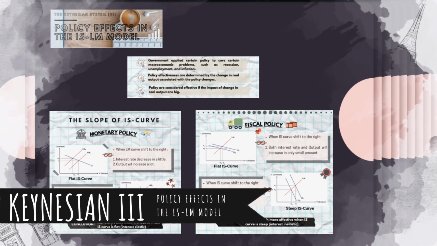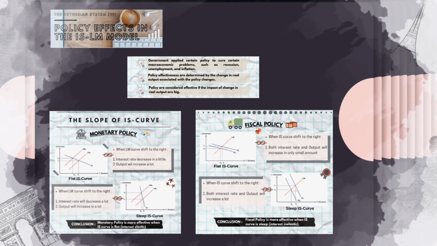In Keynesian System 3, we will learn how government applies certain policies to cure certain macroeconomic problems, such as recession, unemployment, and inflation. Next, we will also learn how policy effectiveness is determined by the change in real output associated with the policy change. Policies are considered effective if the impact on real output is big.